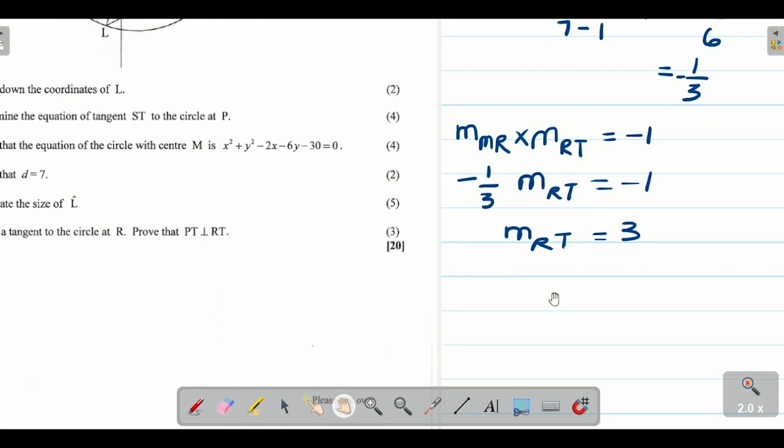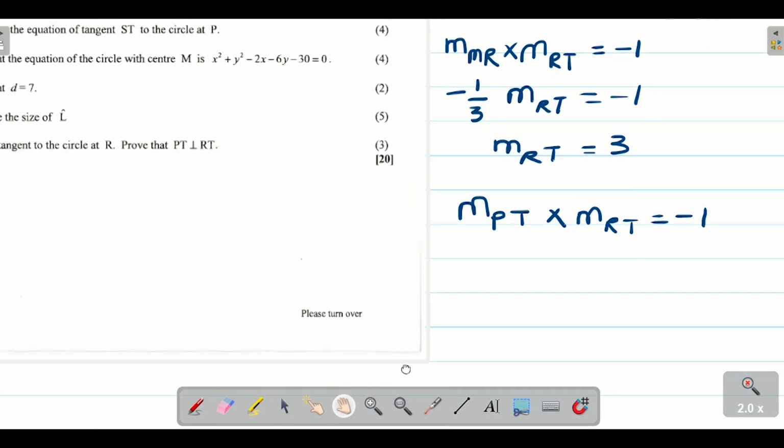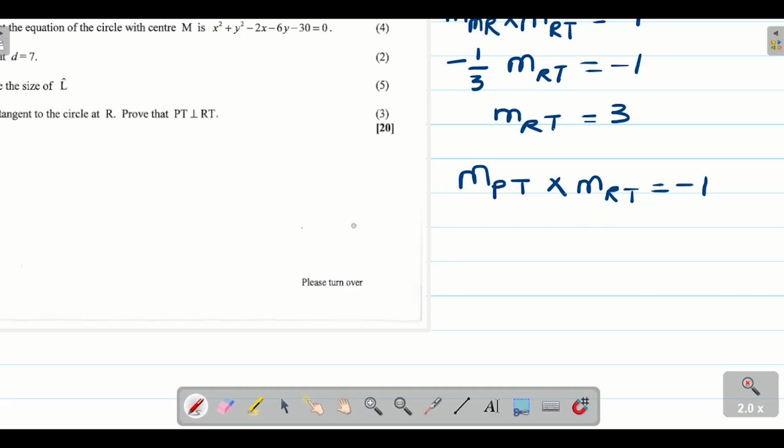So now, we're not done, but the wonderful thing is that we have found the gradient of RT and we also have the gradient of PT. So we are still proving that they are perpendicular. So to prove that they are perpendicular, we're going to take the gradient of PT, take the gradient of RT, and multiply them and prove that indeed they are equal to -1. And if they are -1, then we have proven that they are perpendicular.